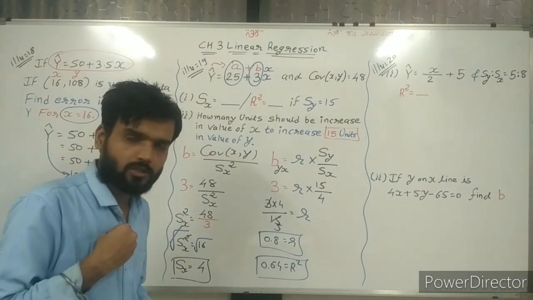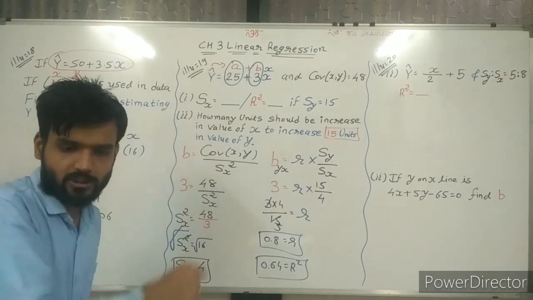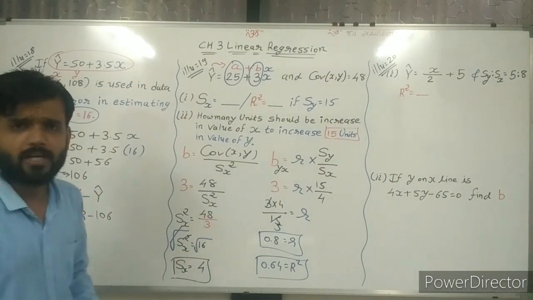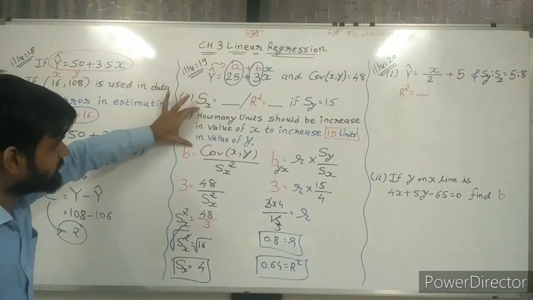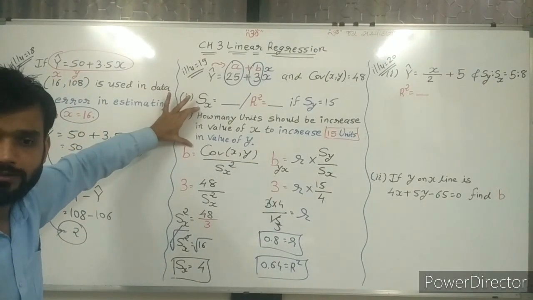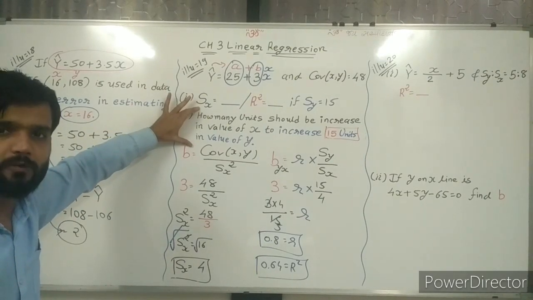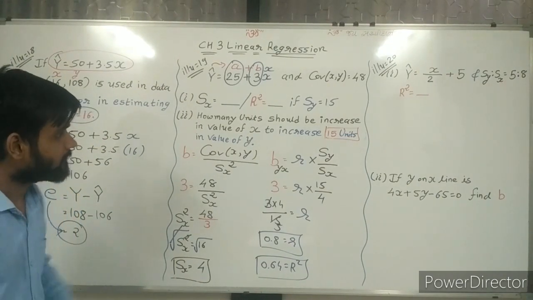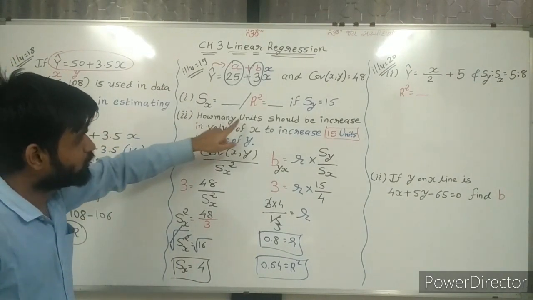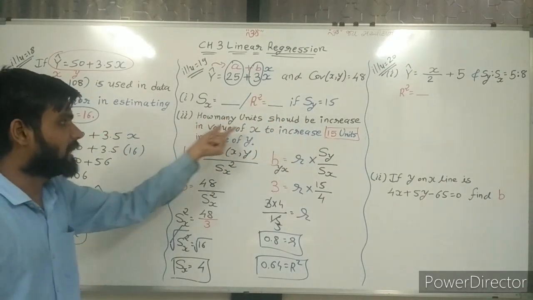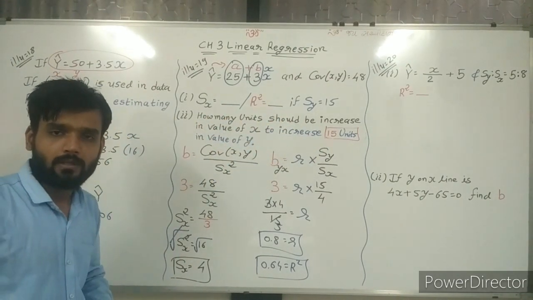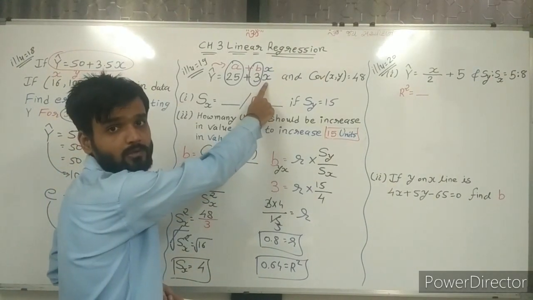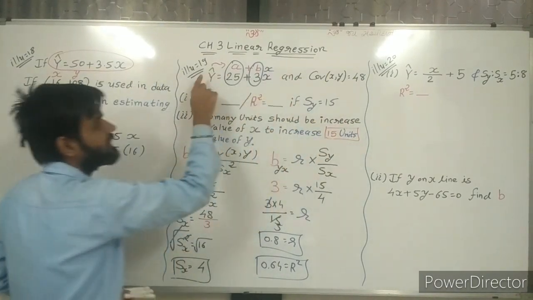Now I am definitely sure that up to this level, in this question, you don't have any difficulty. I am confident about it. Now talking about the second question, in the same illustration number 19: how many units should be increased in the value of X so that there is a 15 unit increase in Y?